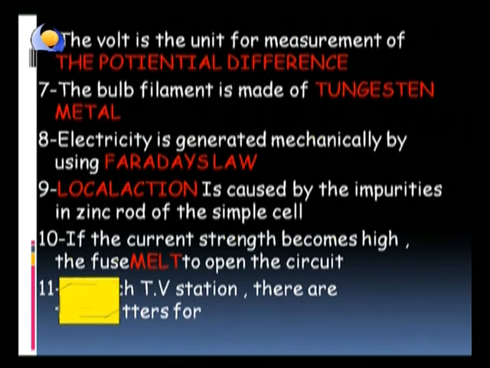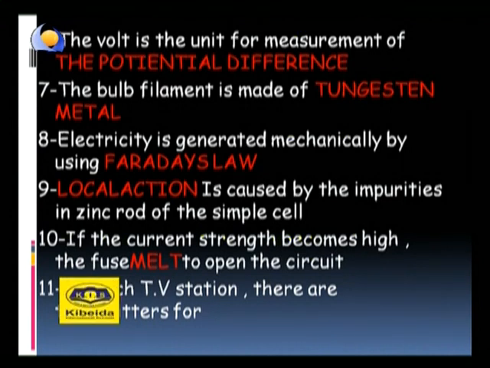Number 10, if the current strength becomes high, the fuse melts to open the circuit. Fuse is a very important component of electric circuits. It's used at the entrance of the home. The function of the fuse is to protect the house from high current strength. When the circuit meets high current strength, the fuse will melt to make a gap and open the circuit.